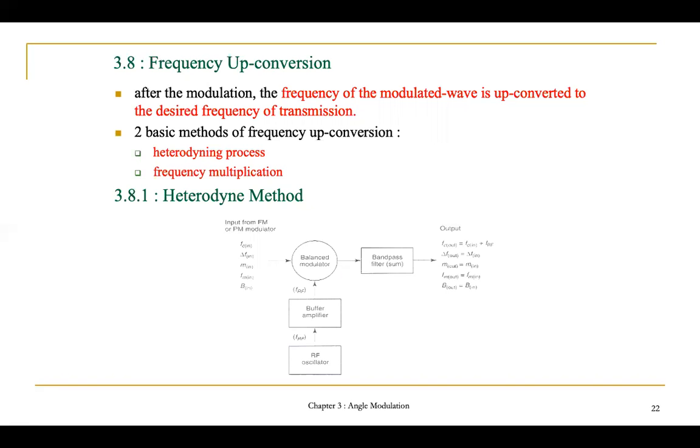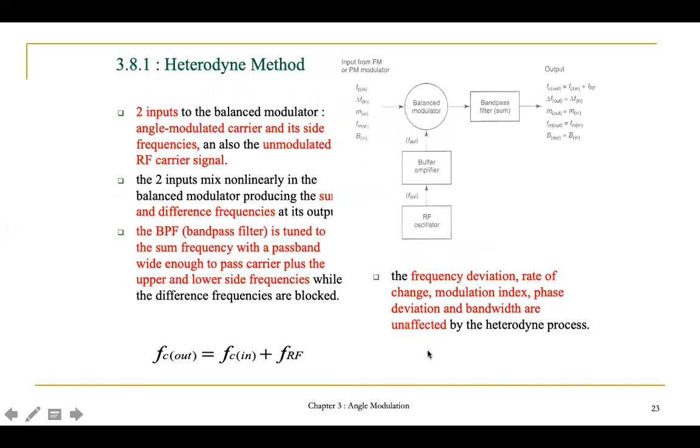So there are two methods of frequency up conversion. The first method is what we call the heterodyning process. The second method is frequency multiplication. Let's look into the first method, which is the heterodyne process or heterodyne method.